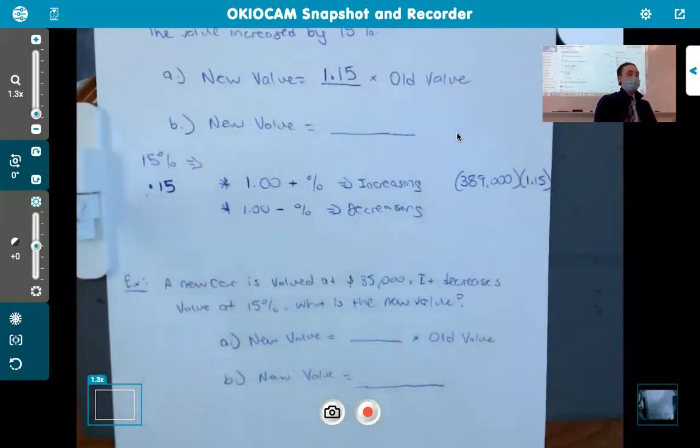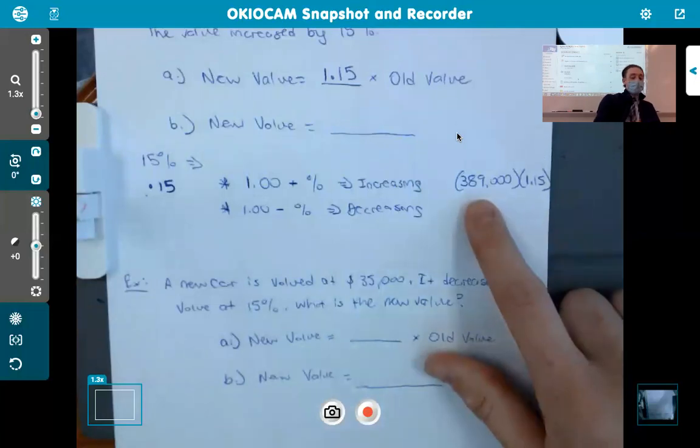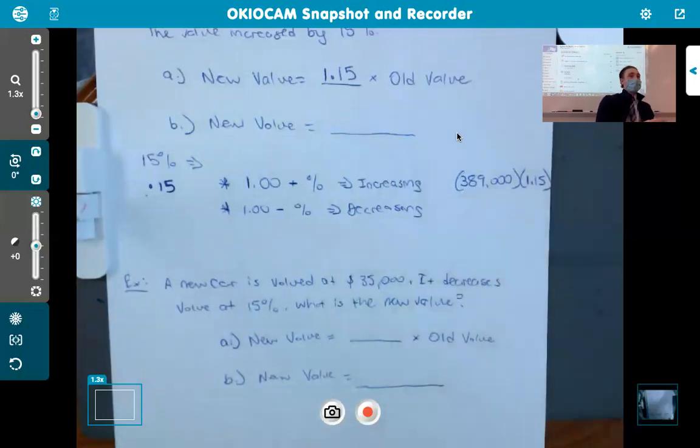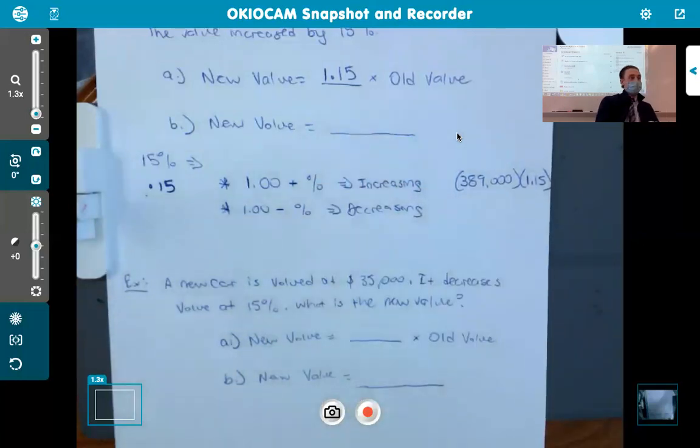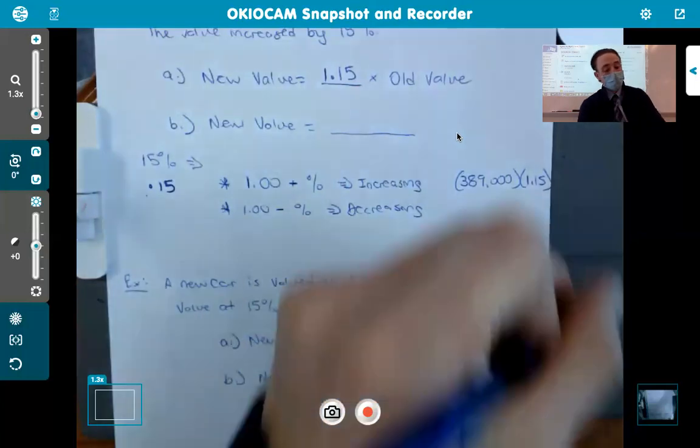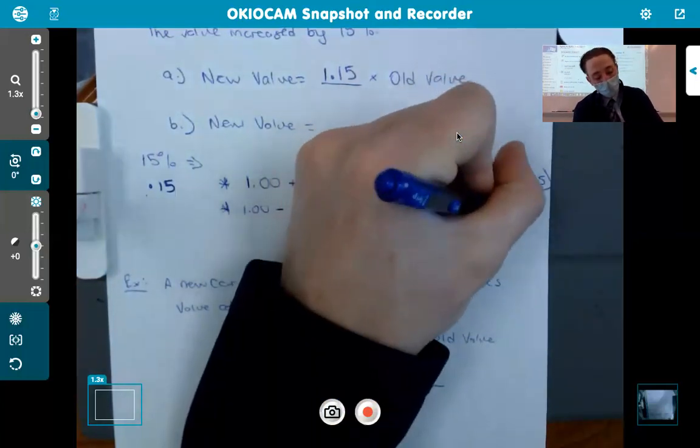Very similar to a lot of the lessons that we've done in the past here. We probably will need a calculator to help us with this, right? Off the top of our heads, we probably don't know what 389,000 times 1.15 is. So somebody using their calculator, tell me what 389,000 times 1.15 is going to be. And that's what's going to help us find what that new value is. 447,350.